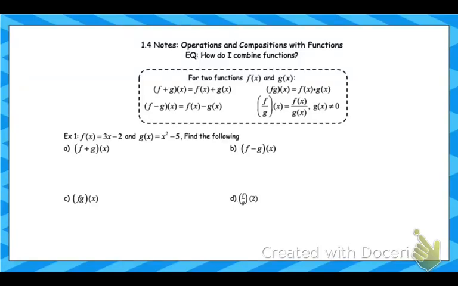Hi guys, so today we're going to look at some operations with functions. A lot of the math that we're going to start here is not going to be very different from anything you've seen in Algebra 1, but some of the notation may look a little bit different, and that's probably the new focus for today.